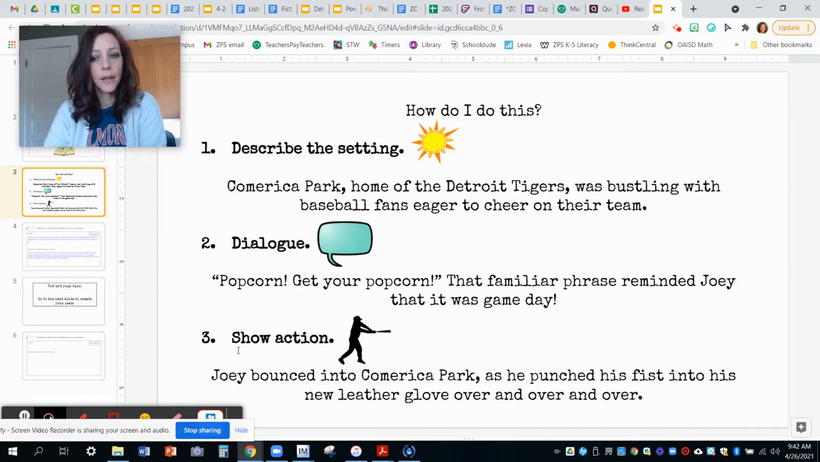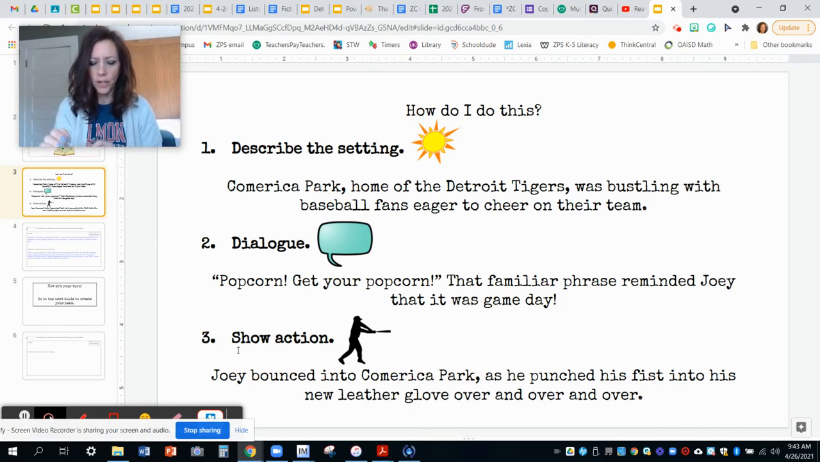The other kind of lead you can choose for this story today is an action lead. So you're showing some action. So, for example, "Joey bounced into Comerica Park as he punched his fist into his new leather glove over and over and over." Can you picture that happening in your mind? You have to visualize something like that. Okay, so maybe you're going to show action, right? Your character doing something. And you'll notice I talked about a character and I talked about the setting at the same time. Okay, now all good writers stretch things out, right?